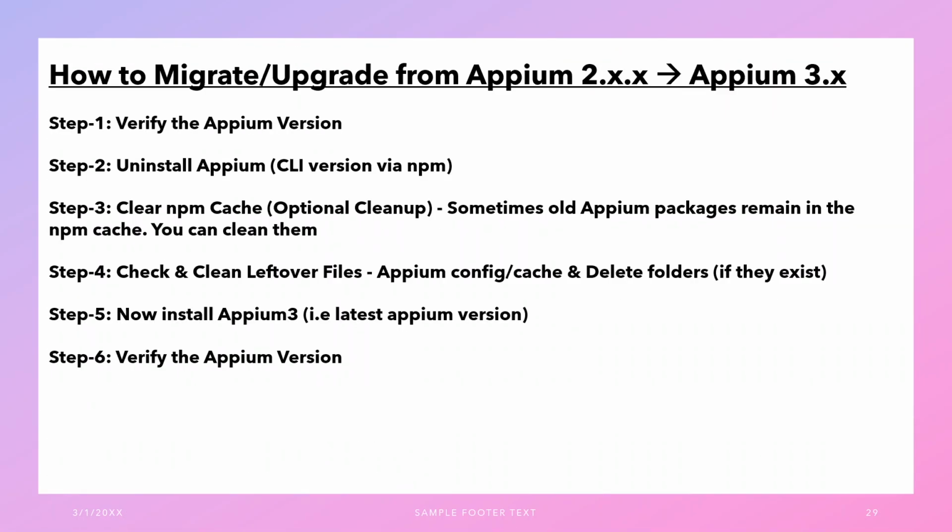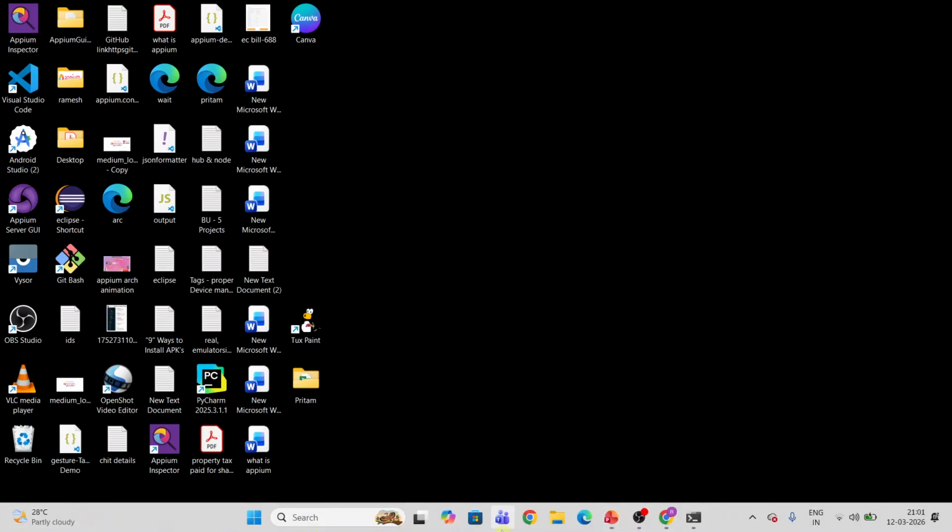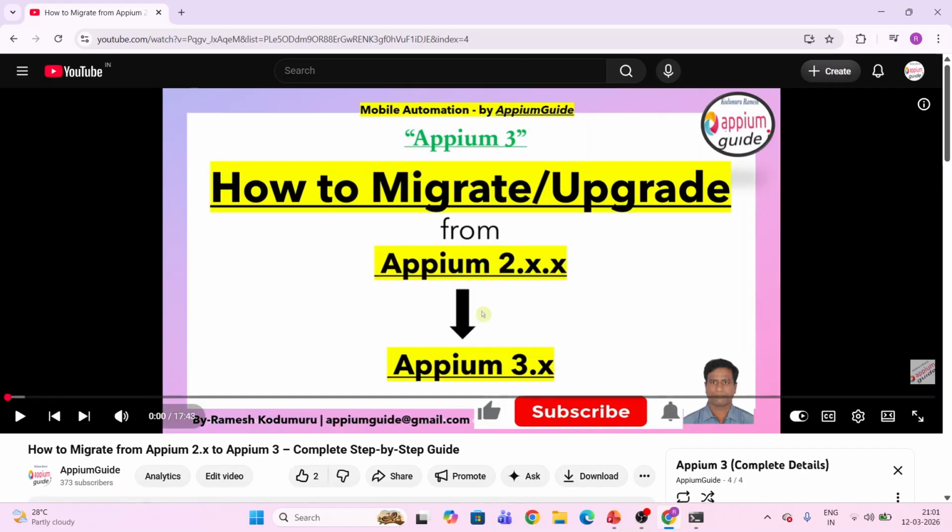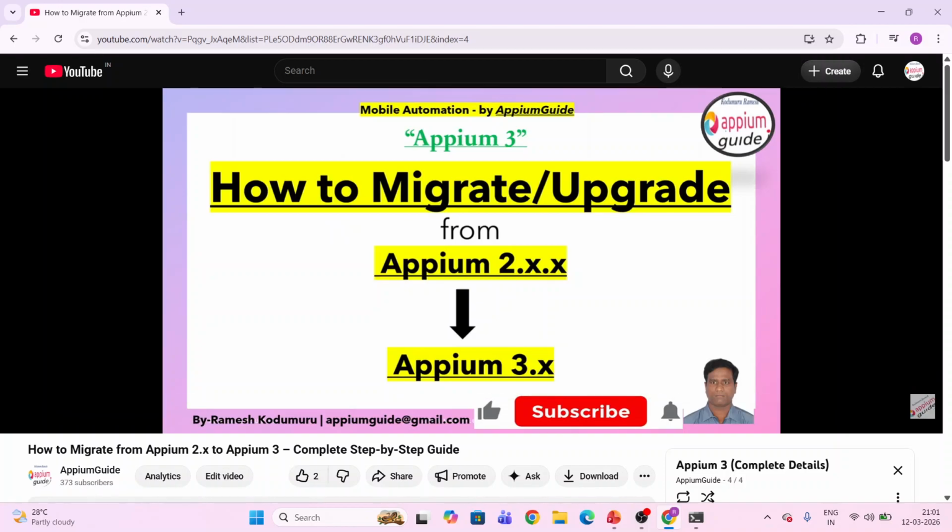The next one is how to migrate or upgrade from APM2 to APM3. We can migrate from APM2 to APM3 by using these six steps, and I have clearly explained all these six steps in my recent video. You can go to my YouTube channel and search for how to migrate or upgrade from APM2 to APM3. In that video, I have clearly explained how to move from APM2 to APM3. Please watch this video to understand the migration process.